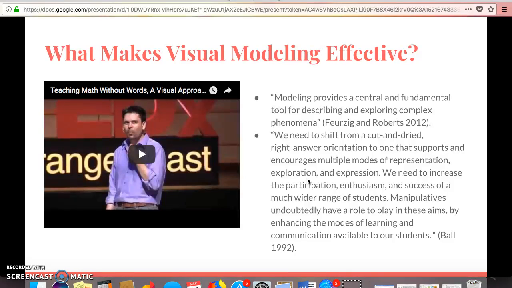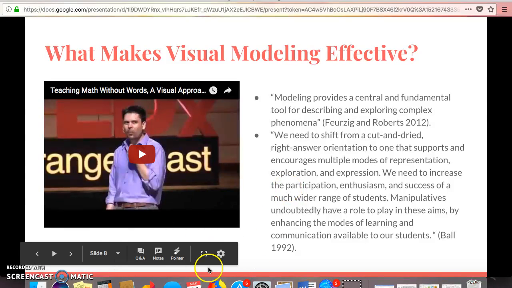And I have this lovely quote by Ball, and it is a little bit of an older quote. That being said, I don't think it makes it any less true. It was at the beginning of this diving into visual modeling. I still think it's true that we need to increase the participation of a much wider range of students. And here in this TED Talk, Matthew Peterson highlights that exactly. So we can go ahead and watch a second or two of that.